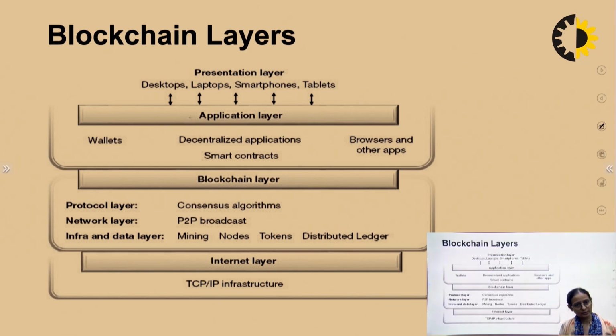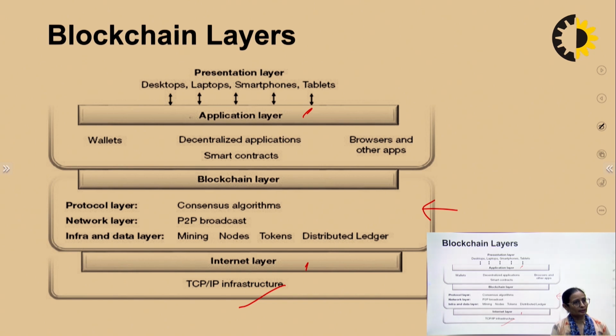Now the next topic or concept we discuss is the blockchain layers. We are aware that once we are active on the network, we are working on the TCP/IP infrastructure. In the TCP/IP infrastructure, we have the internet layer. The blockchain layer sits between the internet layer and the application layer.